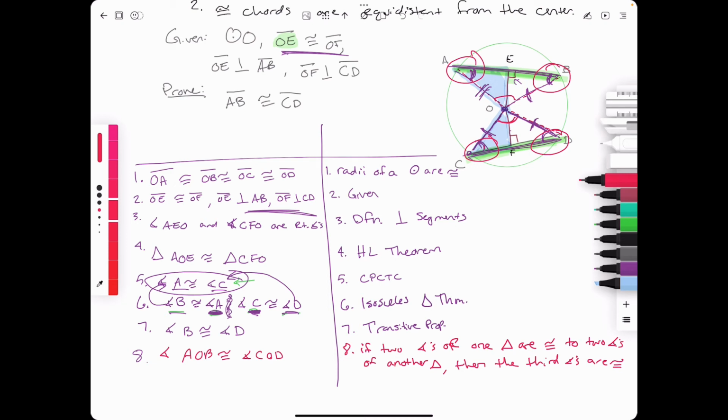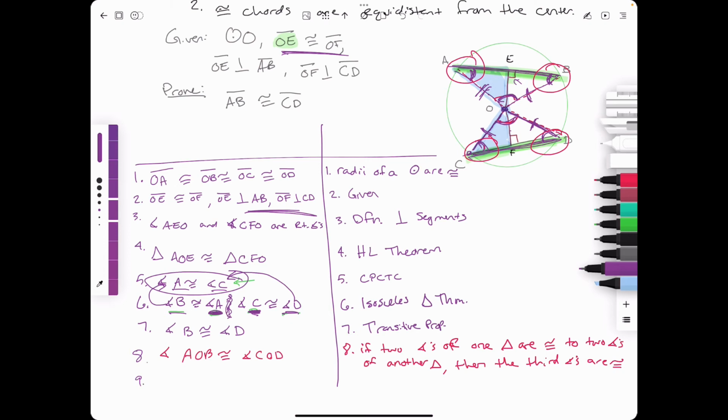Last statement: if that's the case, you have congruent central angles. If you have congruent central angles, what can you say? AB is congruent to CD. Why? They have congruent central angles.